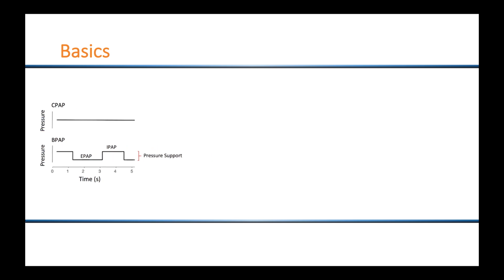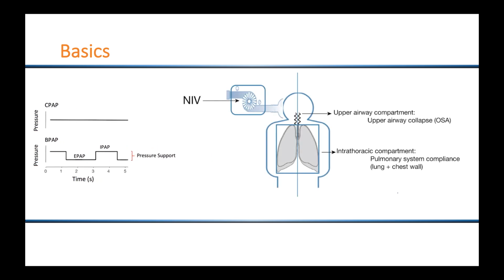Generally speaking, your EPAP helps keep your upper airway compartment open, preventing upper airway collapse that we see in obstructive sleep apnea, while increasing your IPAP and hence your pressure support will help with ventilation.